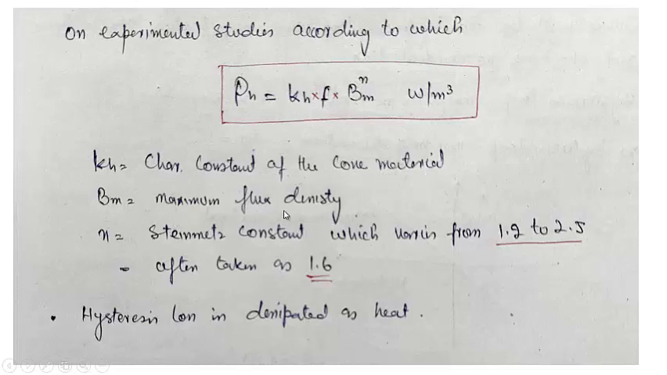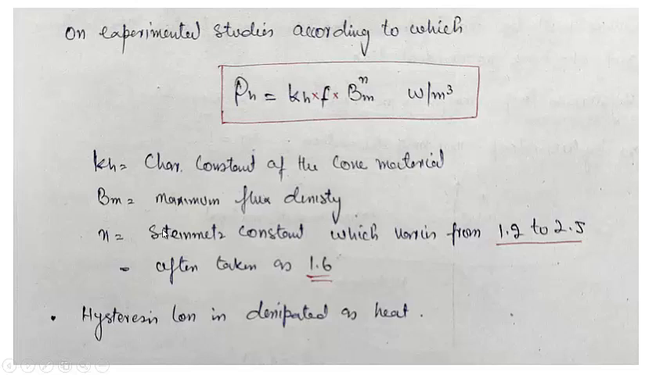Bm is the maximum flux density, because in this case when I is of AC nature, it is increasing and decreasing, it will have a maximum value. H will also have a maximum value, and B will finally have a maximum value. So this B will also vary sinusoidally, it will have a maximum value, and that maximum value will be used in this formula.